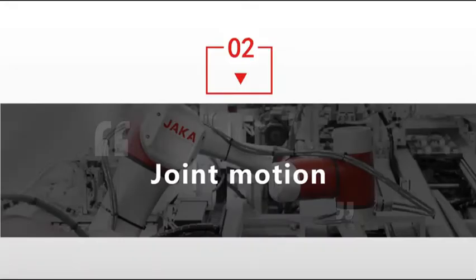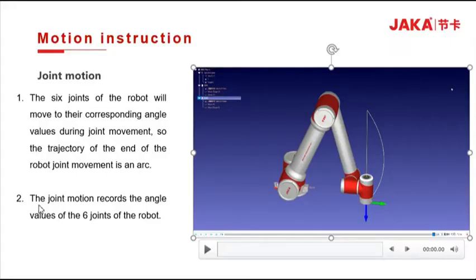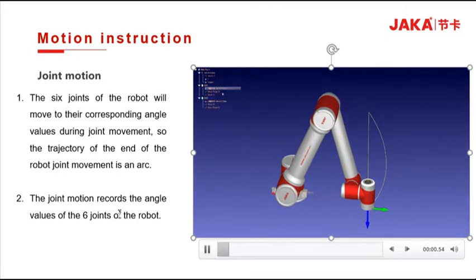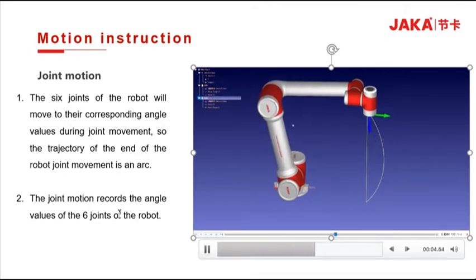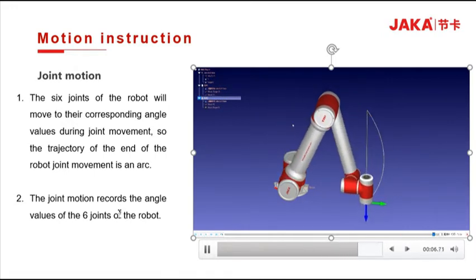Then, the joint motion instructions. As previously, let's look at the trajectory of the robot in the simulation software. We can see in the video that when the robot moves through joints, the trajectory of the end tool is an arc. This is the first characteristic of joint motion. Second, our joint motion records the angles of the 6 joints.